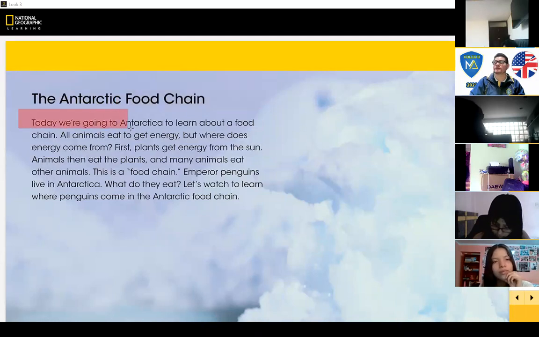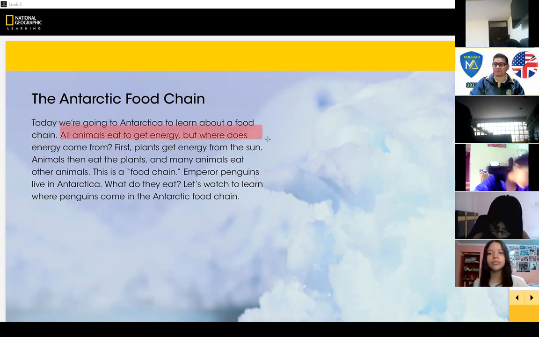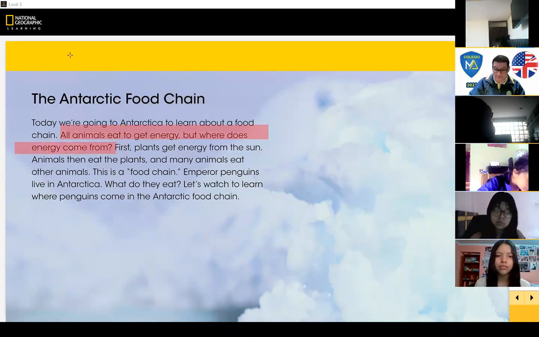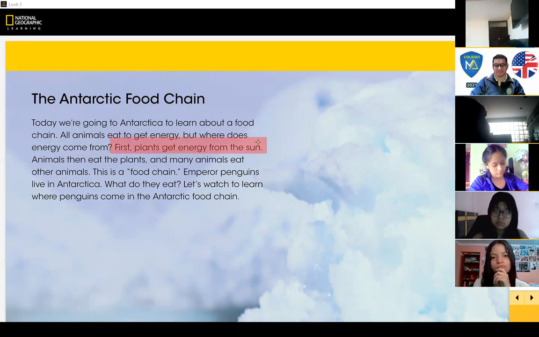Today we're going to Antarctica to learn about food chains. All animals eat to get energy, but where does energy come from? ¿De dónde viene la energía para los animales? First, plants get energy from the sun. ¿De dónde obtienen la energía las plantas? From the sun. This is nature, la naturaleza. Animals eat plants, and many animals eat other animals.